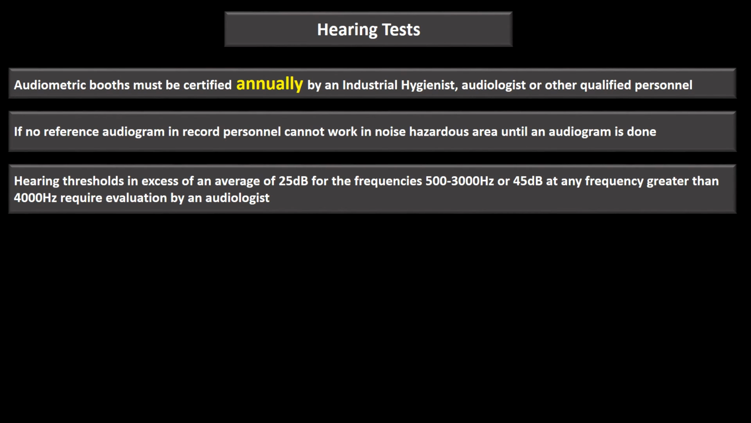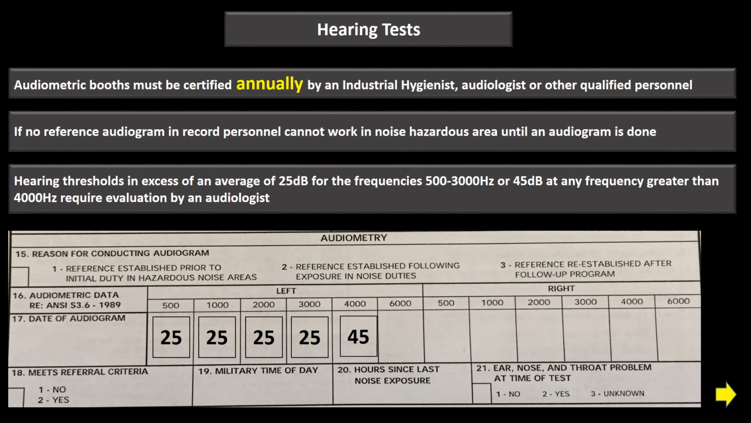Hearing thresholds. When we go to do that audiogram, if we have a hearing threshold in excess of an average of 25 decibels for the frequencies of 500 to 3,000 hertz, or 45 decibels in any frequency greater than 4,000 hertz, they've got to be evaluated by an audiologist. So if their reference audiogram looks like this, from 500 to 3,000, they have an average of 25. It takes them 25 decibels before they can hear. Or if anything higher, at 4,000 to 6,000, it takes them up to 45 decibels to hear. They need to see an audiologist. That's some pretty bad hearing.